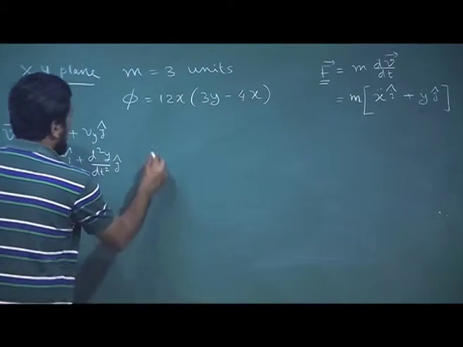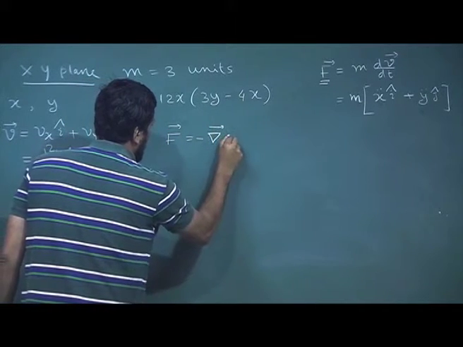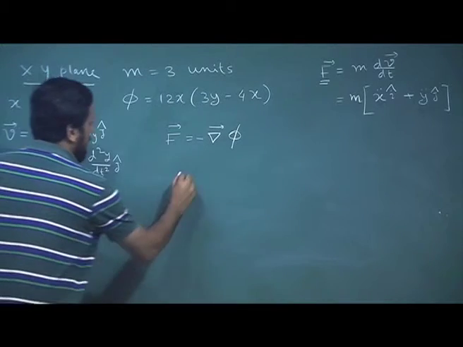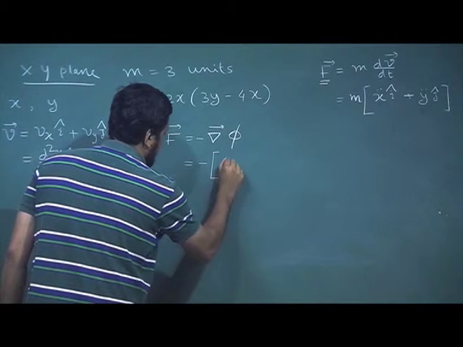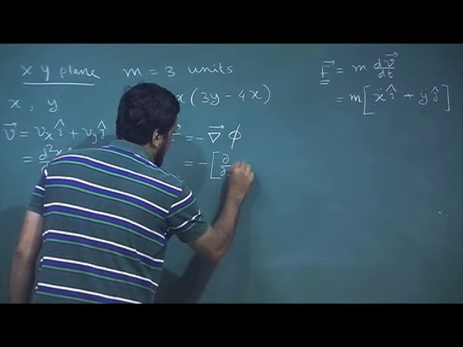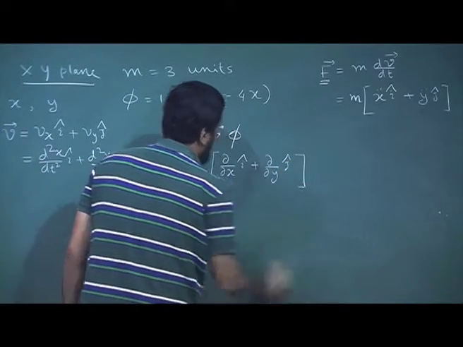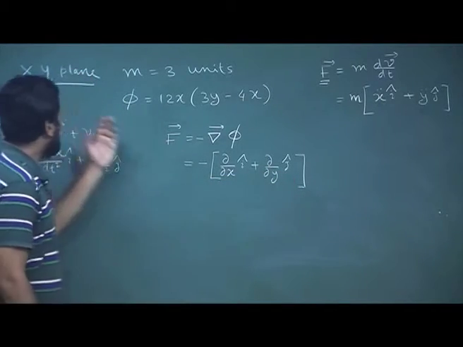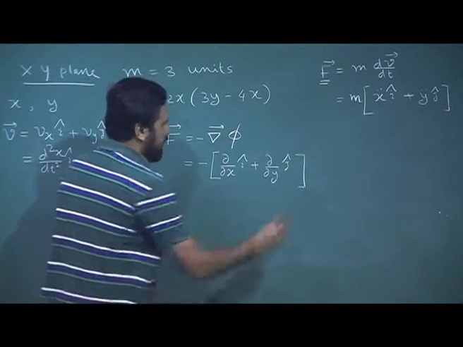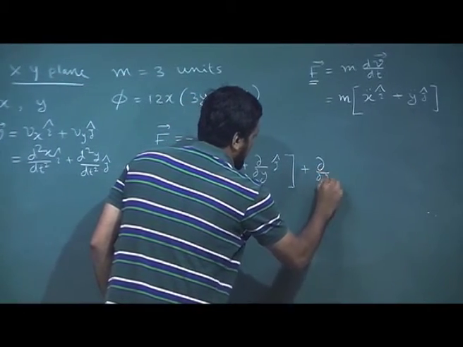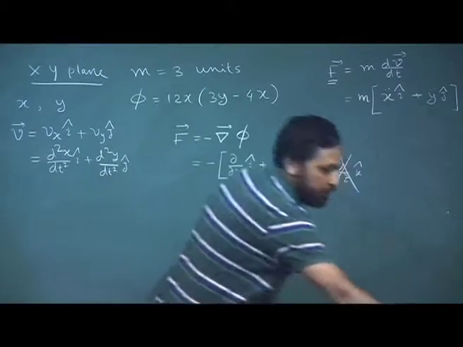In order to do that, we need to compute F equal to minus grad phi, and this del operator here is del/del x i cap plus del/del y j cap. Also there is a k component, but because we are working in the xy plane, we are omitting the k component for now. Ideally I should write that there is another component, which is del/del z k cap, but right now we are working in the xy plane, so we are just not using this part.